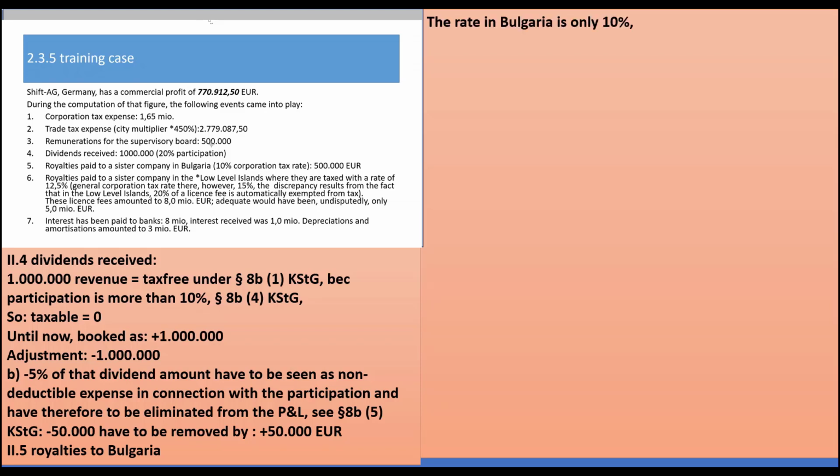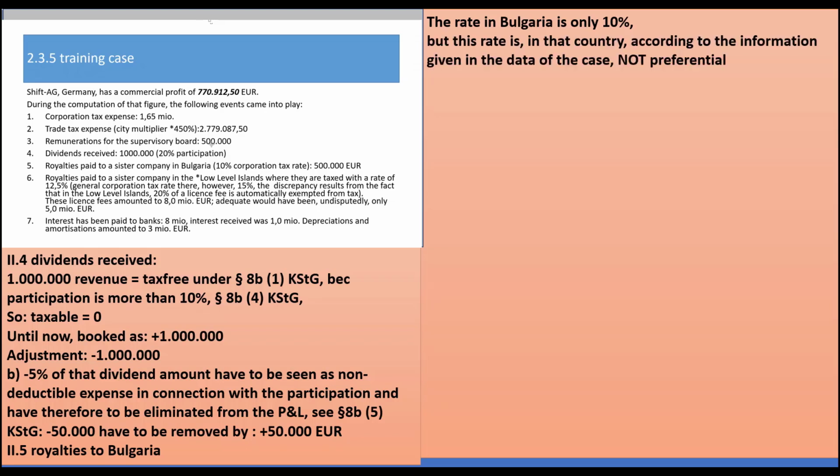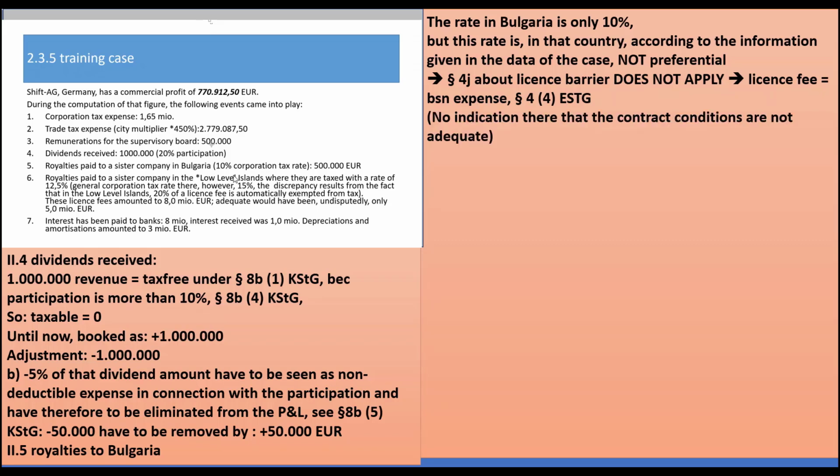The royalties to Bulgaria. They should be examined under the perspective of the license barrier because the rate in Bulgaria is only 10%. But this rate is a general rate and not a preferential rate. And so for 4J, the license barrier rule does not apply at all. The license fee remains a business expense, fully deductible. What I had forgotten in the beginning, we should have already checked if the contract between the Bulgarian sister company and the Shift AG in Germany is in line with market conditions. So if it's adequate, if it complies with the arm's length principle or whatever you want to call it. If that's the case, and that seems to be the case, then no adjustment is necessary at all.